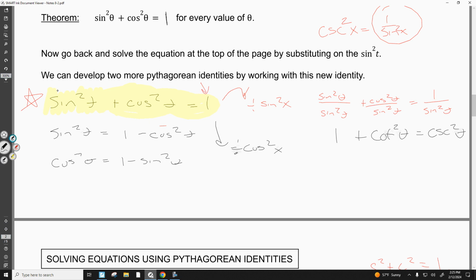Good. Sine squared divided by cosine squared is tangent squared. Cosine squared divided by cosine squared is 1. 1 divided by cosine squared is secant squared. If you got that good, you are ready to manipulate your Pythagorean theorem in the unit circle.